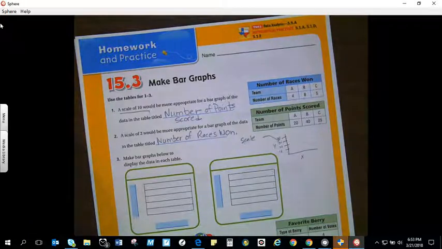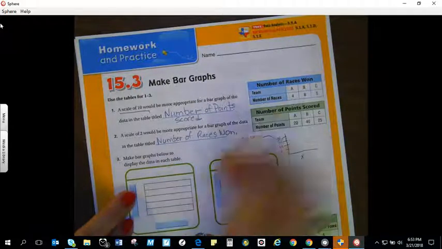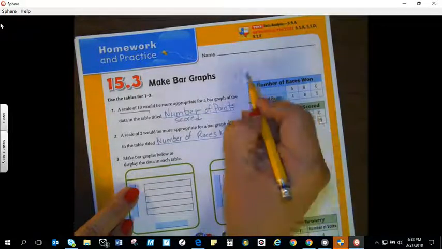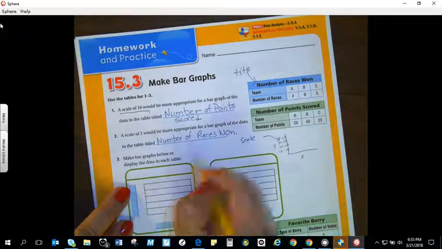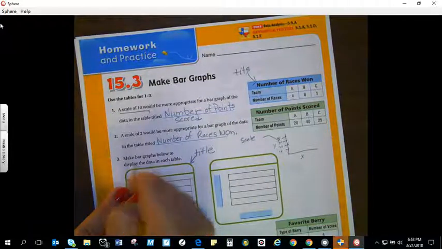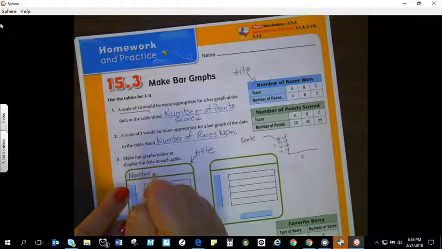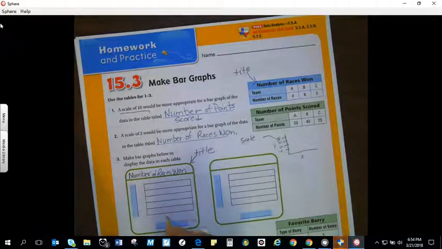Okay? Now let's take a look here. This third one says make a bar graph. Make bar graphs below to display the data in each table. All right, so we're going to take this first table here. This is the title, and therefore the title goes here. And the title of it is Number of Races 1. Okay? Remember, this is the x-axis, this is the y-axis.